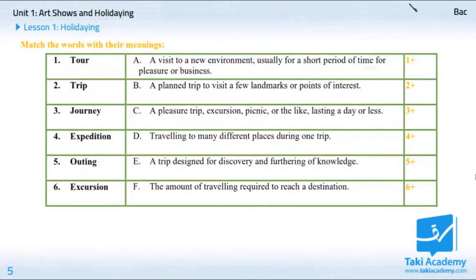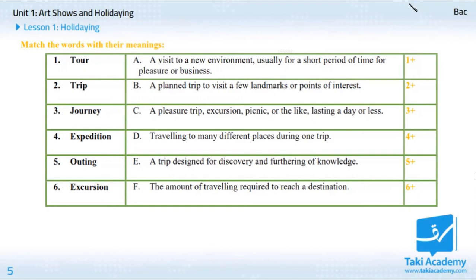Now, this is another vocabulary exercise, and in this exercise, we look at the differences between tour, trip, journey, expedition, outing, and excursion. All right? Great. Now, what do we mean by the word tour? Let's look at the definitions. Let's read them all together.